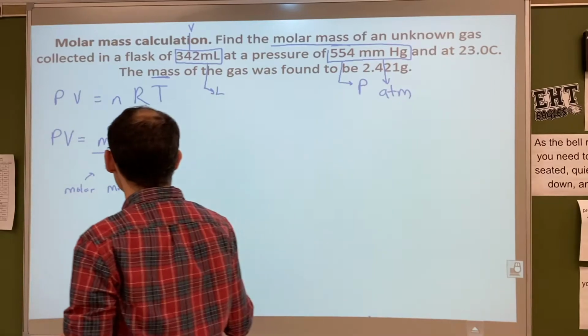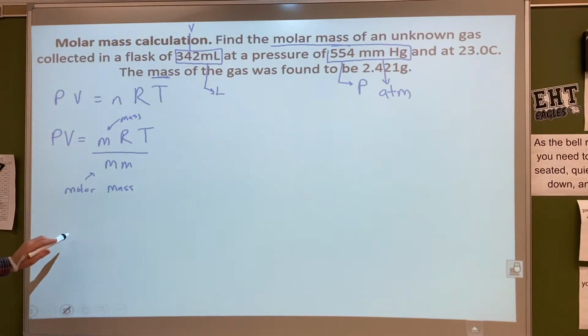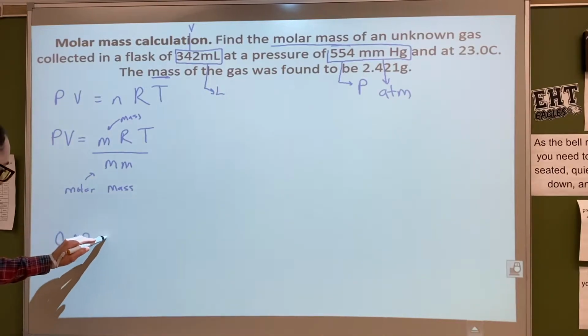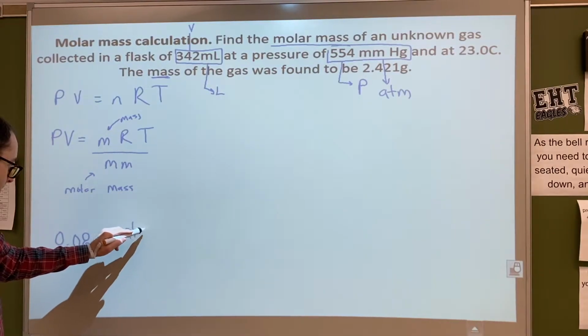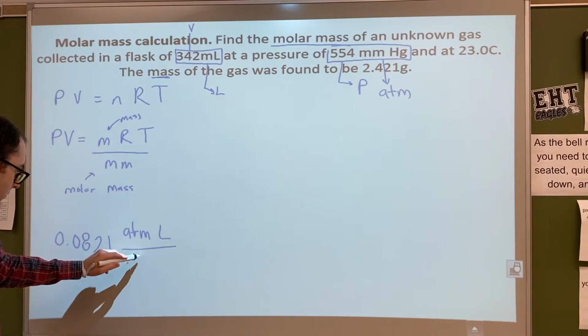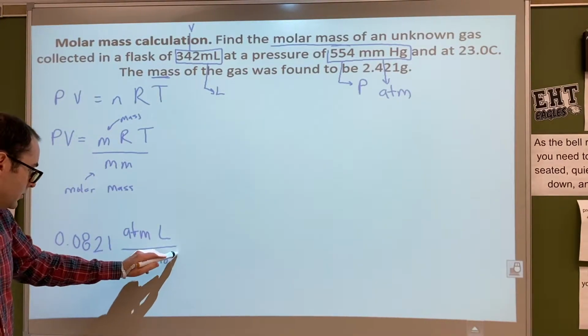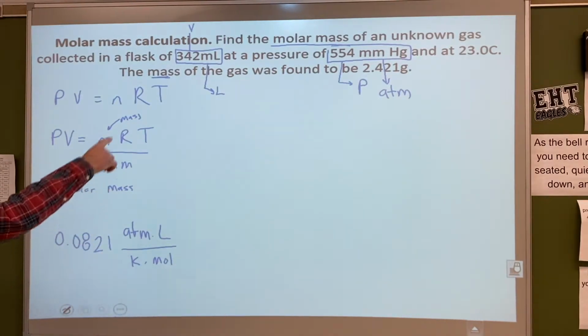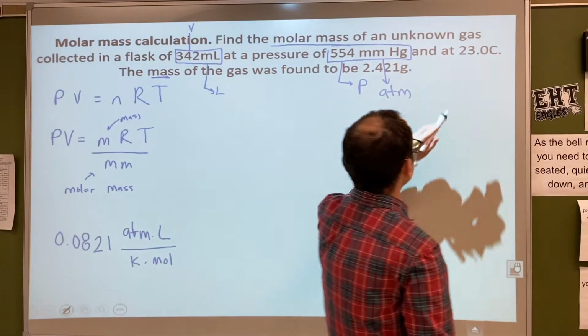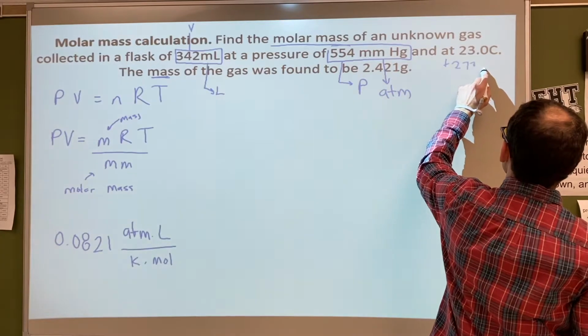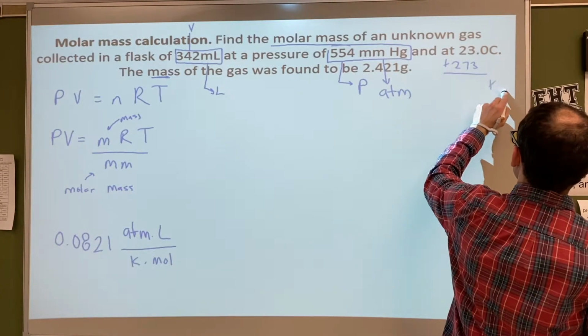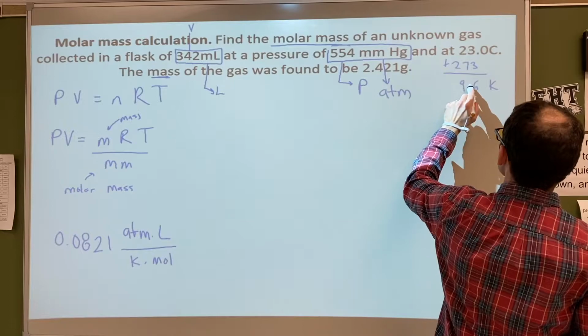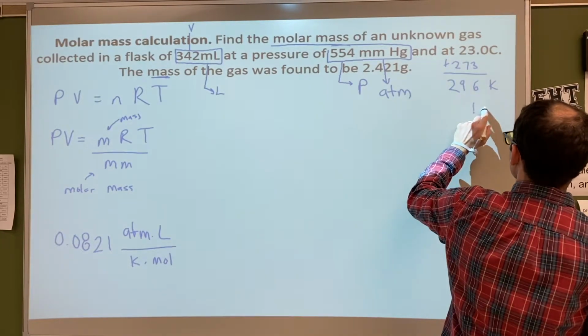If you're wondering why we're converting these things, it's because we're going to use R, and remember R is 0.0821 ATM liters divided by K times mole. So we need to use all of these units for this problem. That's why that needs to be ATM, and that's why that needs to be liters. We also always want to add 273. If it's not in Kelvin, we want to make it Kelvin. So it's going to give us 296 Kelvin, and that's our temperature.